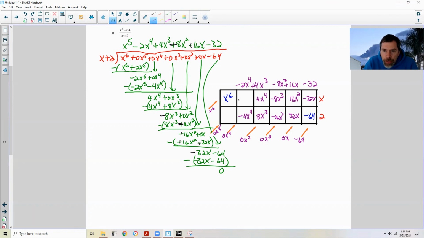X times negative 2x to the 4th is negative 2x to the 5th. I need 0, so this has to be 2x to the 5th. And so this has to be x to the 5th, because 2 times x to the 5th is 2x to the 5th, and x times x to the 5th is x to the 6th. And we get x to the 5th minus 2x to the 4th plus 4x cubed minus 8x squared plus 16x minus 32. This matches this. We are done.